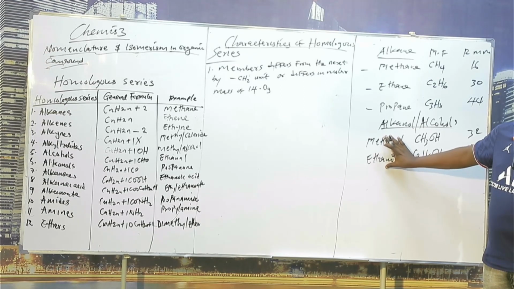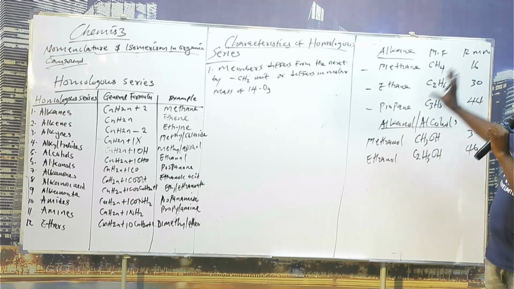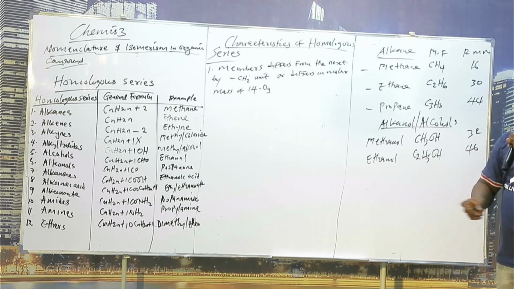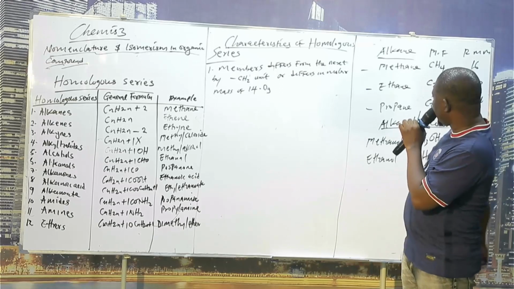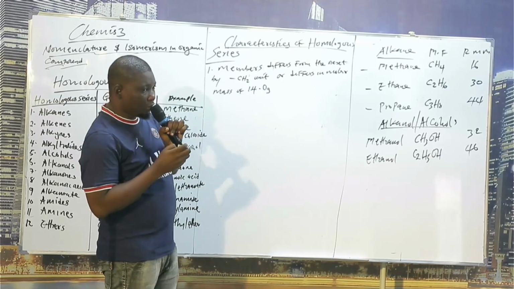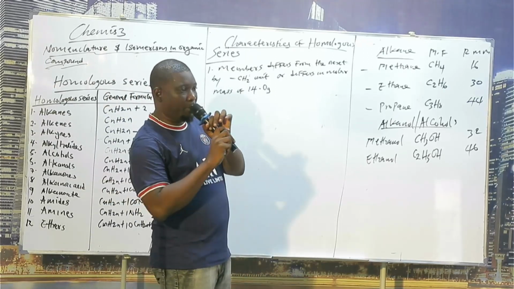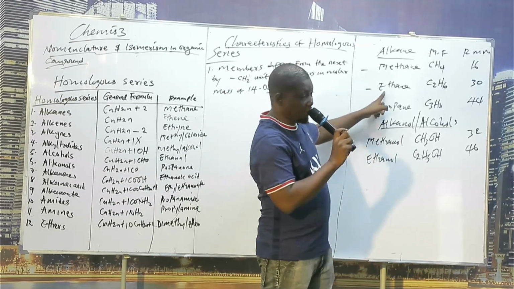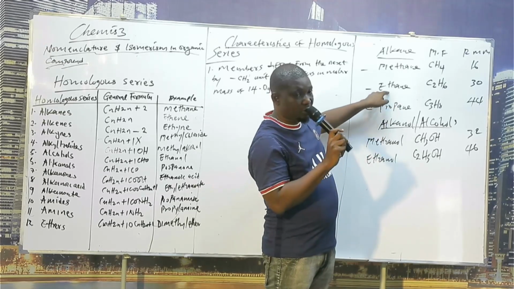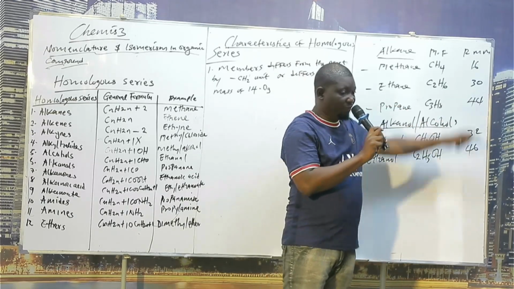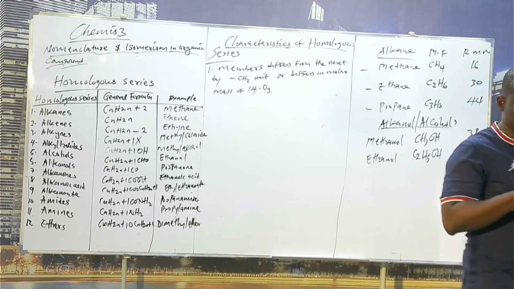14. That means that these are members of the same family, the same homologue, for them to differ structurally by this CH2 unit, or to differ slightly in their relative molecular mass of what? 14. Okay. Number 2, please make sure you take this down. It's very important. If they ask you in exam, the second member of alkane is ethane. That means ethane will differ from the 3rd member by what? CH2, or differs in relative molecular mass of 14 grams.